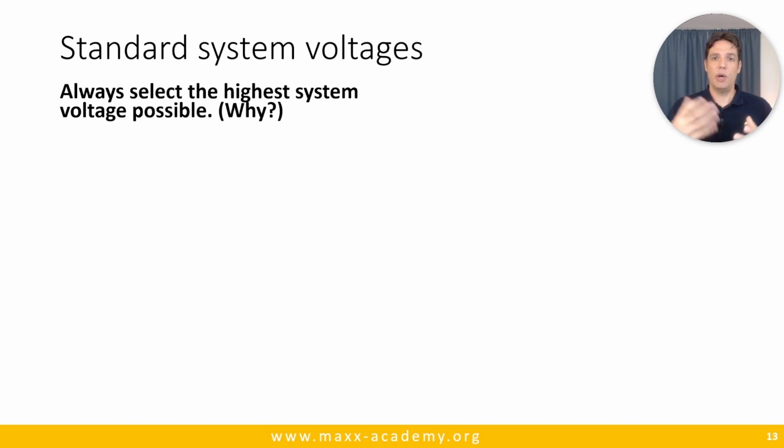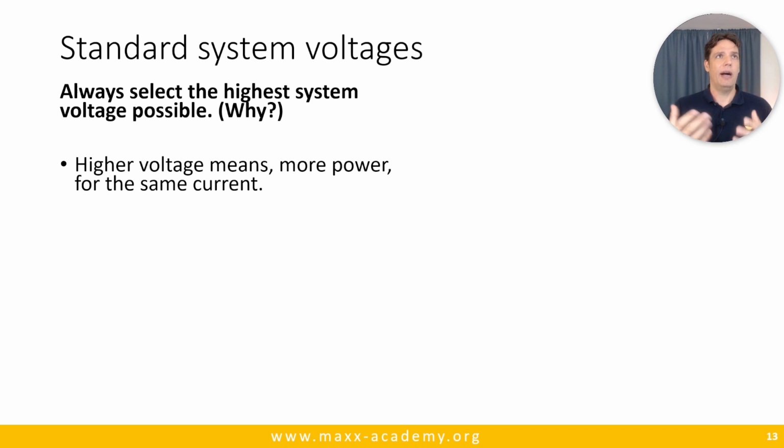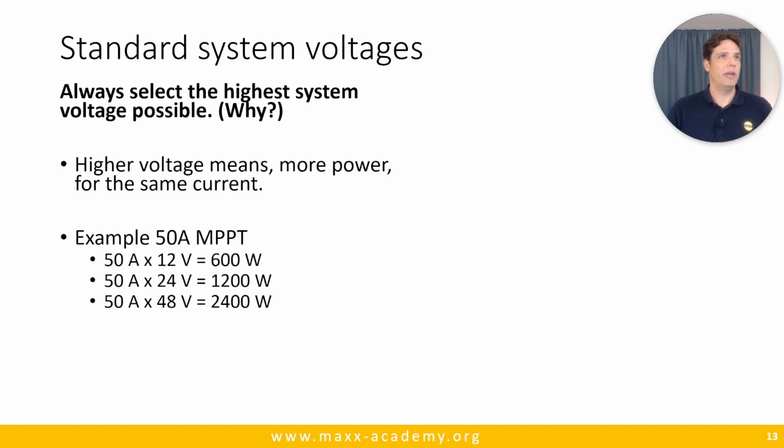So why should one always select the highest system voltage possible? Basically, a higher voltage means more power for the same current. The same component, for example an MPPT, can handle more power at a higher system voltage than at a lower system voltage. For example, a 50 amp MPPT at 12 volt can handle 600 watts of power. But if it were connected to a 24 volt battery, it can handle up to 1200 watts of solar power. And at 48 volts, even double that, 2400 watts of solar power.